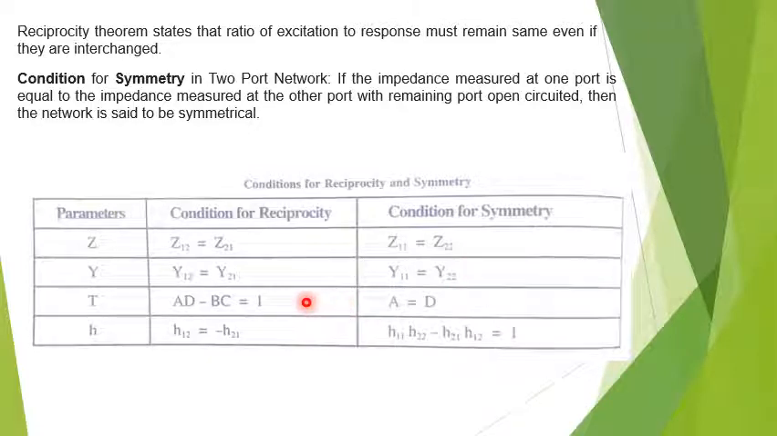In terms of transmission parameters, when AD minus BC is equal to 1, I can say that the given network is reciprocal. When A is equal to D, I can say that the given network is symmetrical. In terms of hybrid parameters, when H12 is equal to minus H21, I can say that the given network is reciprocal. And when H11 H22 minus H21 H12 is equal to 1, I can say that the given network is symmetrical.